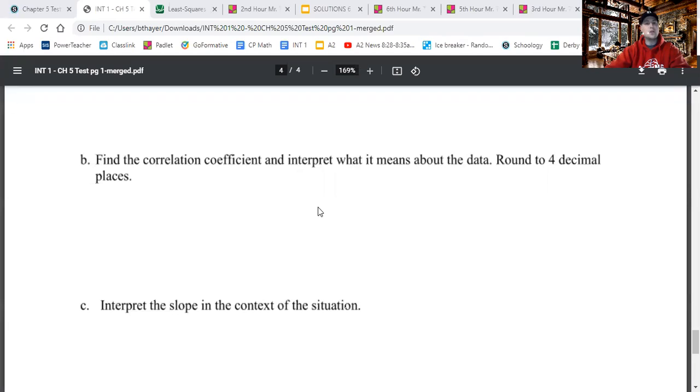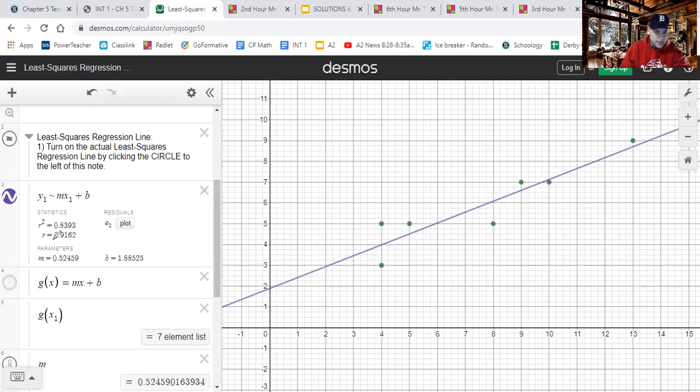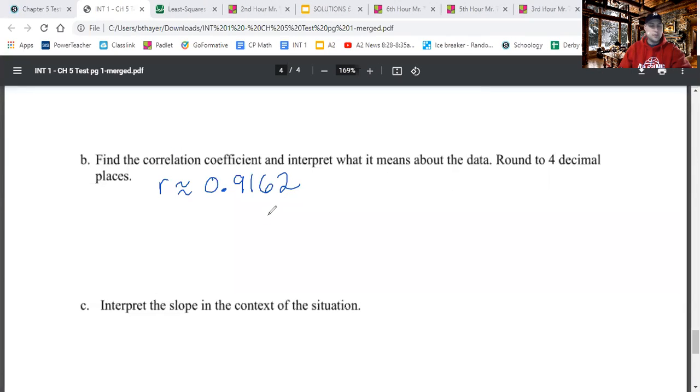All right, let's move on to part B. Part B states find the correlation coefficient and interpret what it means about the data, round to 4 decimal places. So let's go grab that R value. Again, using our Desmos, here it is. It's already to 4 decimal places, 0.9162. So there's our correlation coefficient. And what does that tell us?